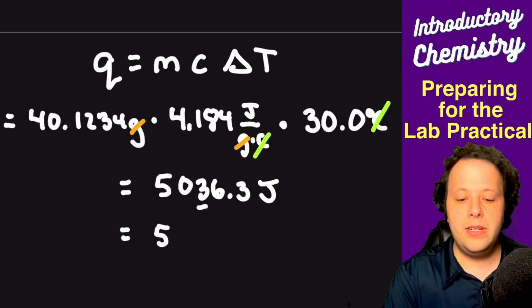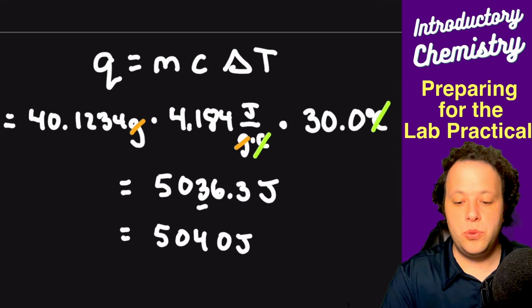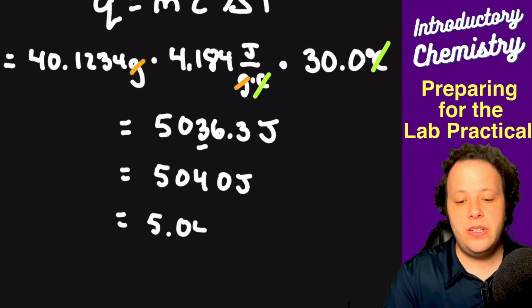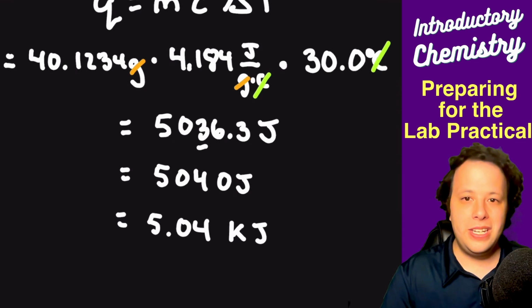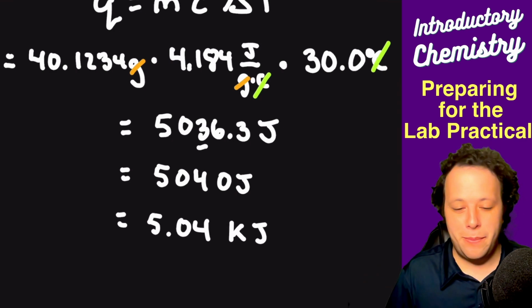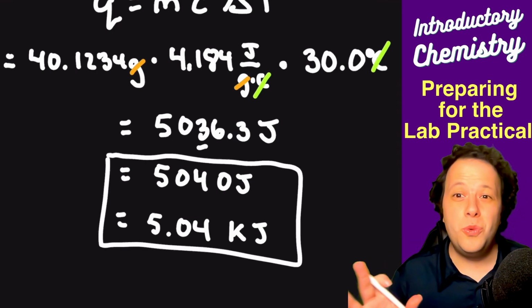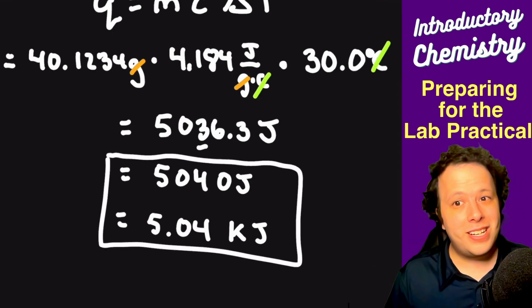So this is going to be 5040 joules, or you can show it in kilojoules or scientific notation, whichever one makes you happy here. I'm sure all of them will be accepted, but it just depends on which one you want to aim for. Let's look at our next experiment.